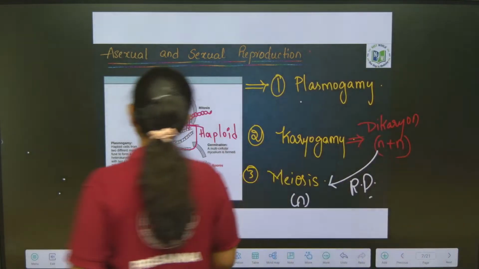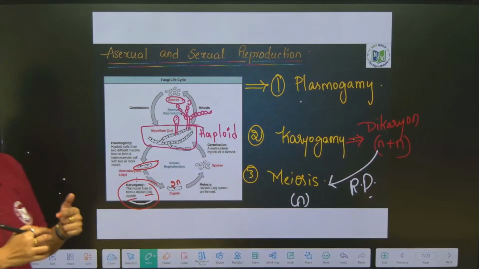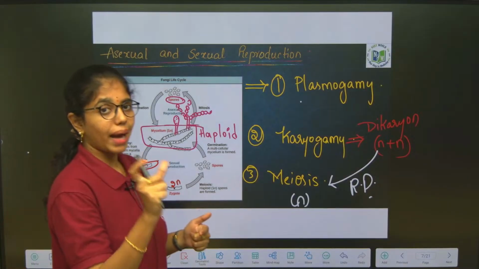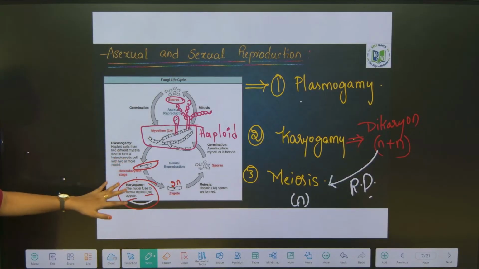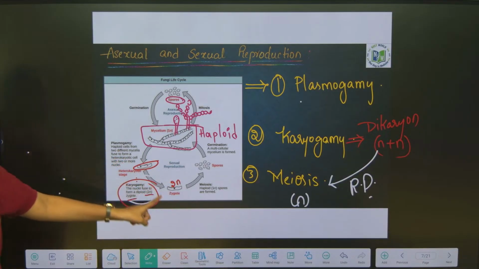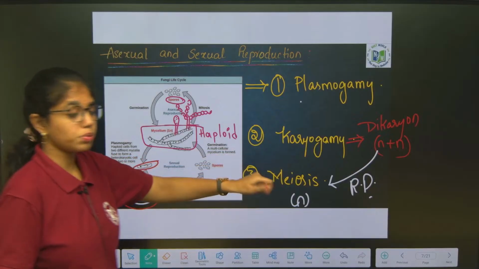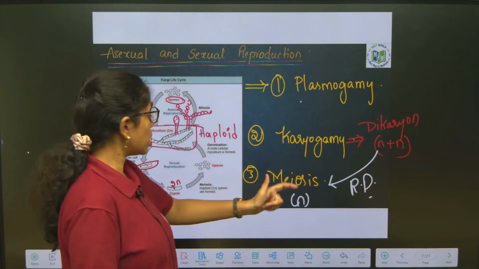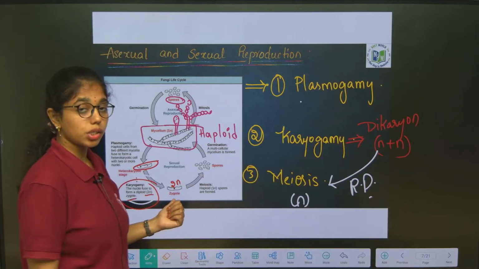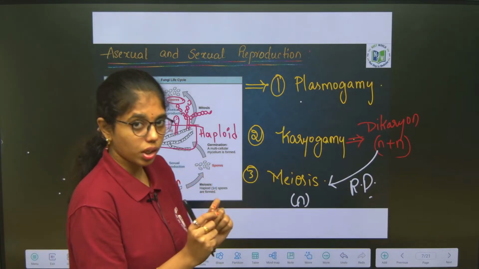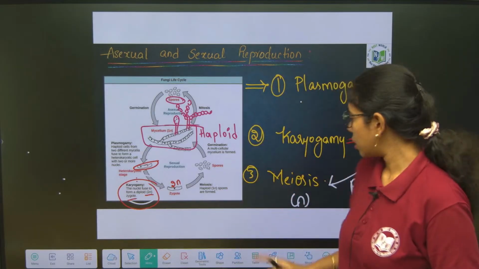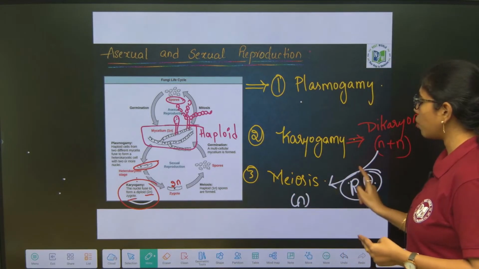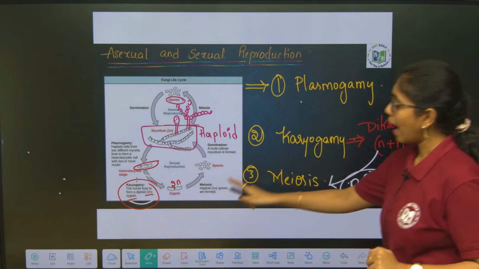Plasmogamy, wherein protoplasmic fusion happens between two compatible hyphal strands, leads to the heterokaryotic condition, and then karyogamy. Dikaryon stage is observed in ascomycetes and basidiomycetes. This results in a diploid zygote and diploid structure, ascus in ascomycetes, basidium in basidiomycetes. Further reductional division there results in haploid spores.